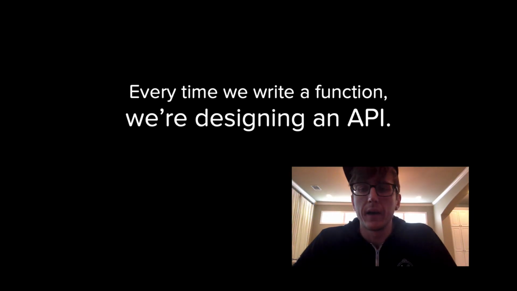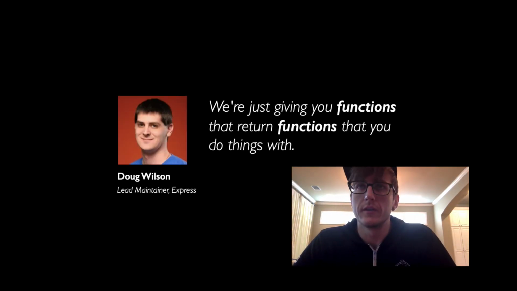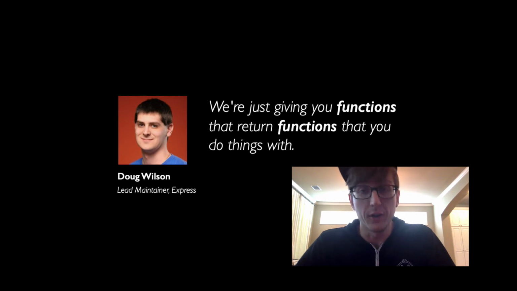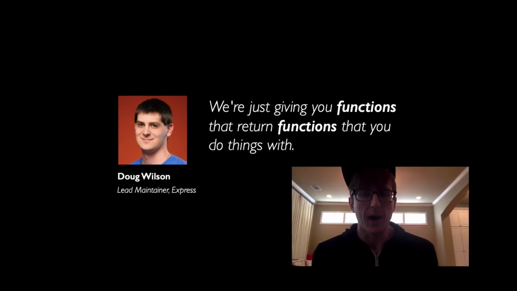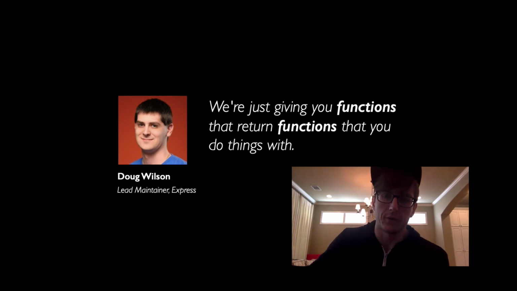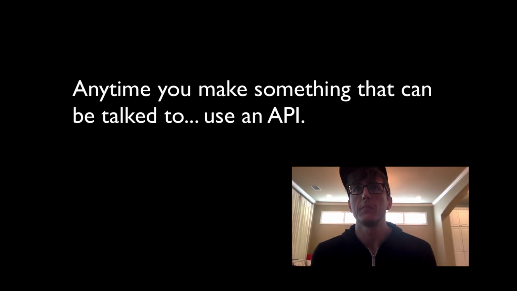In your app, if you make a helper or a little utility function, that's an API. Like those function's arguments, those are the things that it accepts as part of the API. It's the interface. And then whatever that function's return value or the things that it can throw, those are its outcomes, and that's part of its API as well. It's anytime you make something that can be talked to.